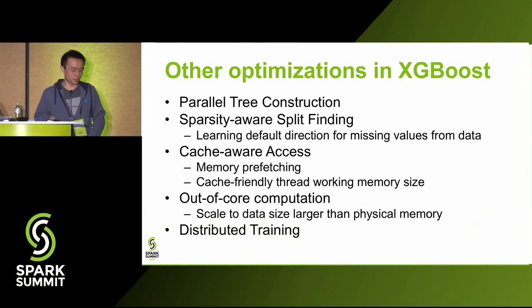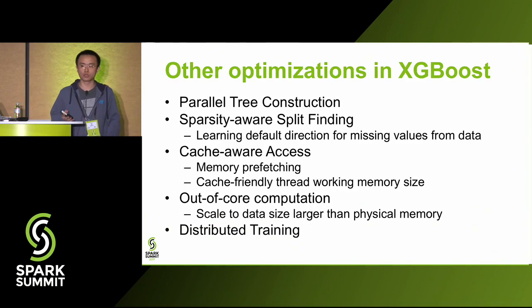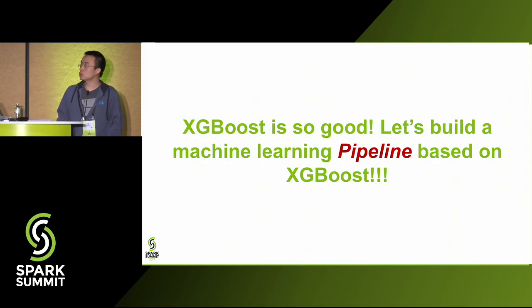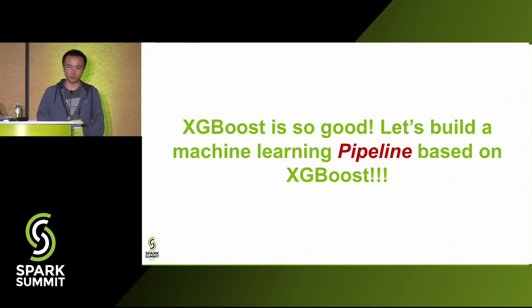We also have other optimizations in XGBoost. We can build a tree with multi-threads. We can scale the training with disk space. You can also train in a distributed way. So we have talked about so many good things about XGBoost. So let's build a machine learning pipeline in production with XGBoost. So how to do that?